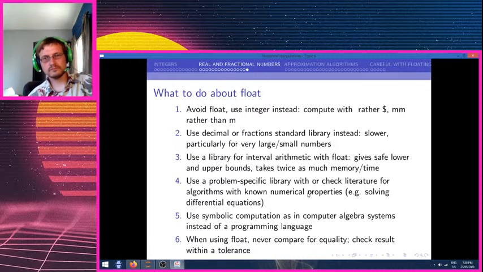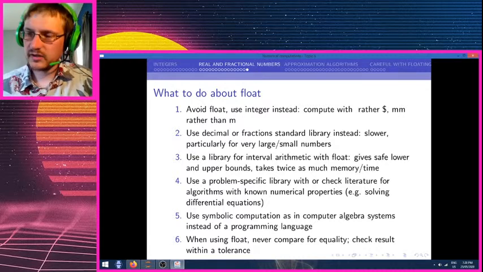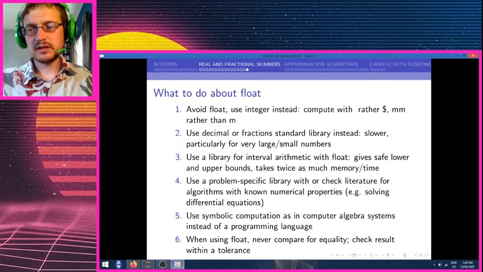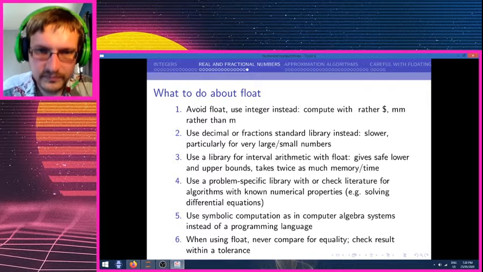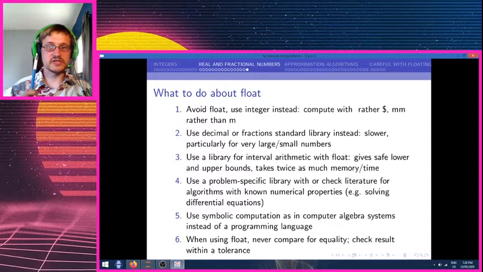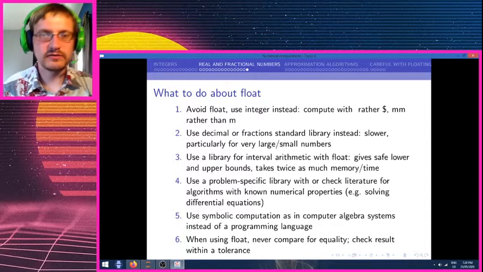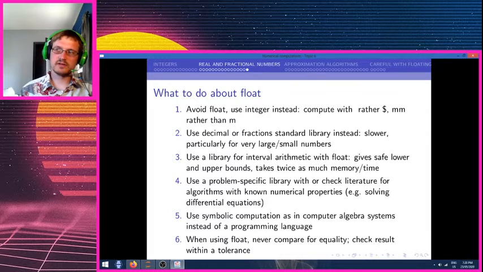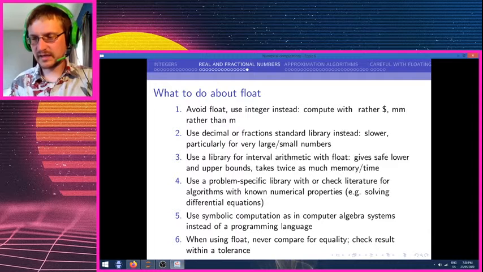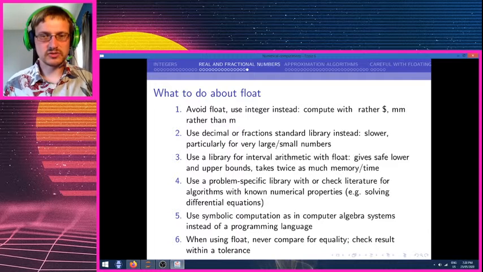So here is your great big cheat sheet about what you should do about the fact that floating point is somewhat unreliable. Number 1, use integers instead rather than using floating point numbers. For example, if you are trying to compute a dollar value, calculate it in cents so that there are no fractional dollars. Compute in millimeters rather than meters. All of this keeps you out of decimal range, which allows you to avoid using floats.